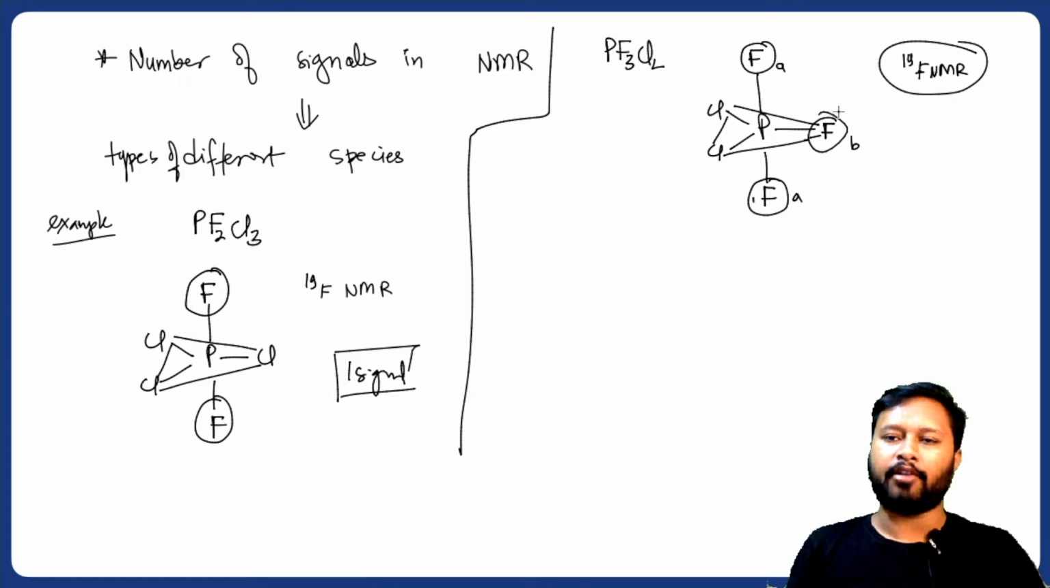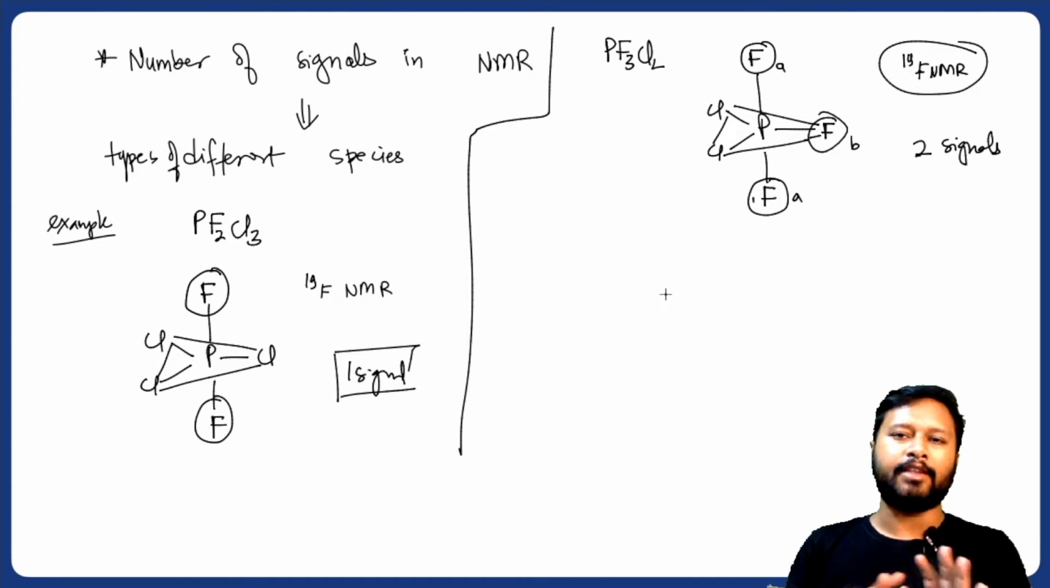And this particular fluoride, which is fluoride of type B, which I have mentioned over here, is on the equatorial position, and that's why it is different from these two. So how many signals in the 19F NMR of this molecule are you going to get? You are going to get 2 signals over here. All right. So in that way you can easily understand for any molecule, if it is asked how many signals or how many peaks you are going to get.